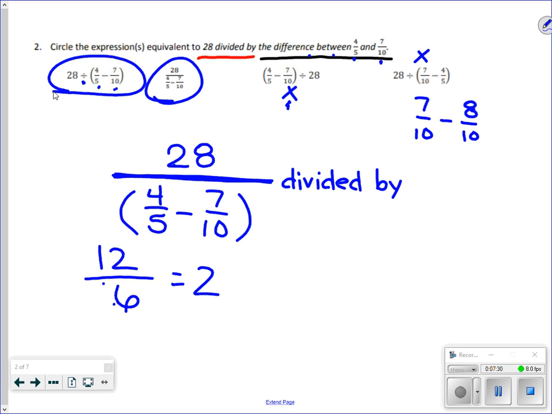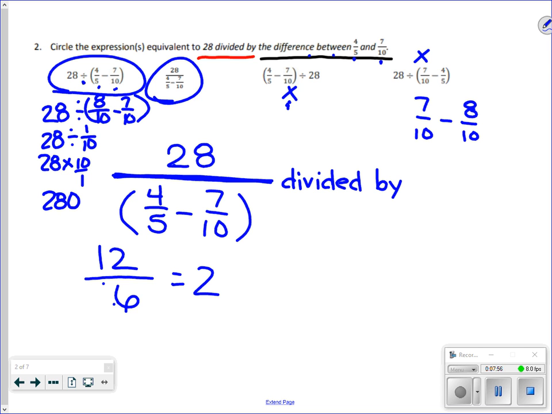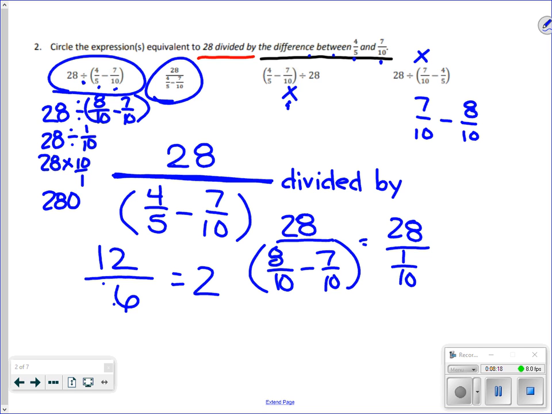So if I could even work it for you and show you how those are both equal. 28 divided by, if you had, let's see, 8/10 minus 7/10. 28 divided by 1/10. Keep, switch, flip, you get 280. 28 divided by 4/5 over 7/10, 4/5 minus 7/10, my bad. 8/10 minus 7/10. So that's still 28 divided by. That line, it's a fraction, so it's divided by. 28 divided by 1/10.